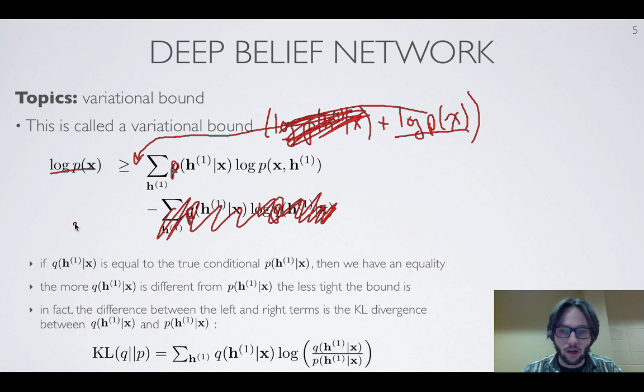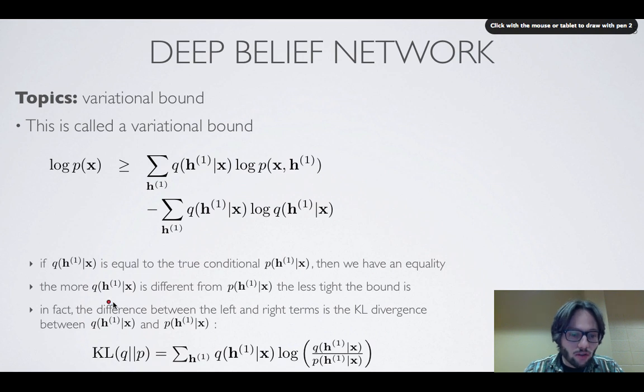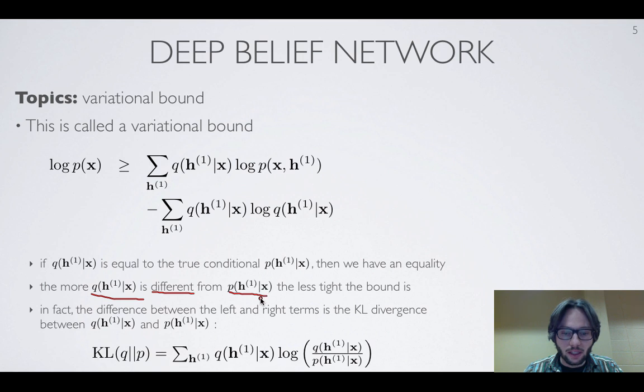Okay, so that's a very quick and dirty demonstration that for Q of h1 given x equal to P of h1 given x, we actually have an equality. And just generally, the more Q of h1 given x is different from the true posterior, the less tight this bound will be. The bigger the difference between this and that whole expression is going to be. And in fact, the difference between the left and right part of this bound is something known as the KL divergence between Q of h1 and P of h1, which is this expression here.